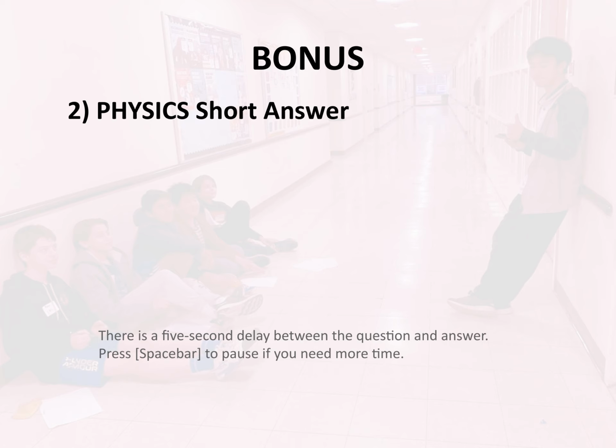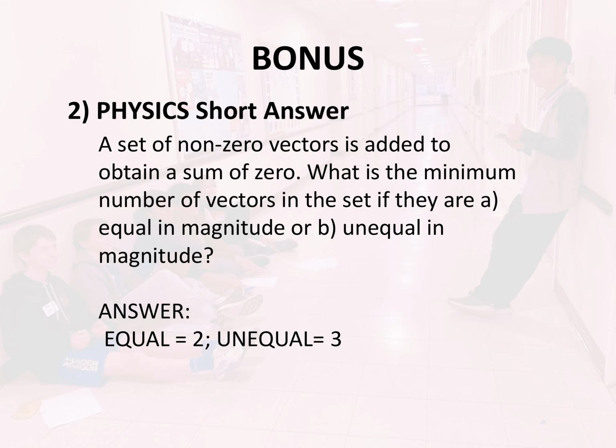Bonus 2. Physics. Short answer. A set of non-zero vectors is added to obtain a sum of 0. What is the minimum number of vectors in the set if they are a, equal in magnitude, or b, unequal in magnitude? Answer. 2 in the case of equal, 3 in the case of unequal.